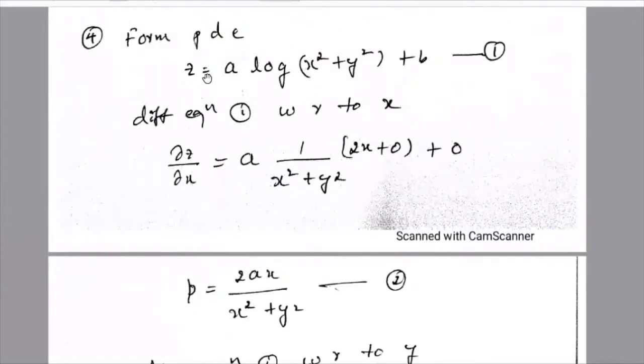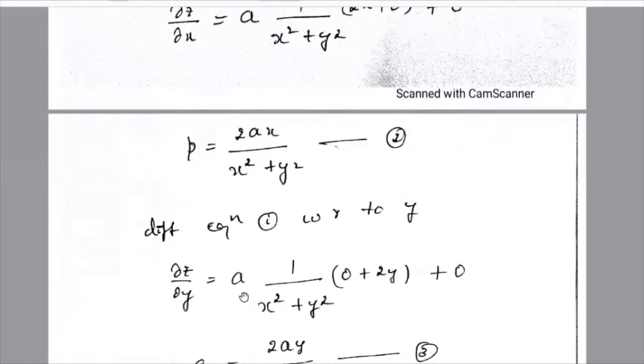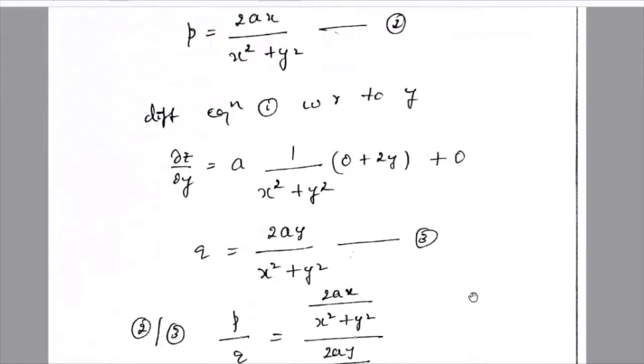So now this will differentiate with respect to y. That is, dou z by dou y is equals to a into 1 by x square plus y square. X square derivative will be 0, y square derivative is 2y, and derivative of b will be 0. Dou z by dou y is q, equals, here you can write the numerator as 2ay by x square plus y square. Now you can see here equation 2 and equation 3. In this also we have a, here also we have the constant a.